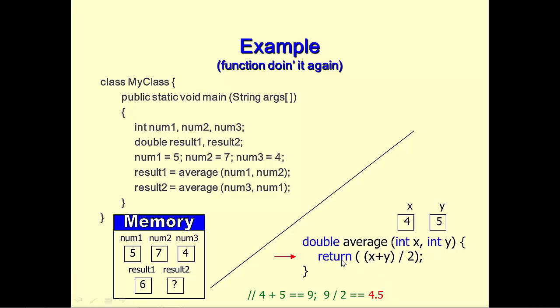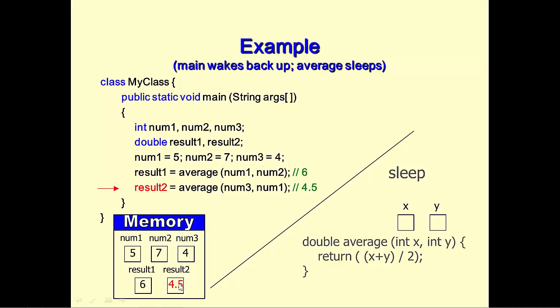Now again, it says return, so where does that go? It's going to go back here into result 2, and then you can see that we're going to update our memory chunk right here to get the value 4.5. So if you can understand that, that's really important because it shows two different things. It shows us passing information to the function, and then it also shows how that function returns information back to us in main.